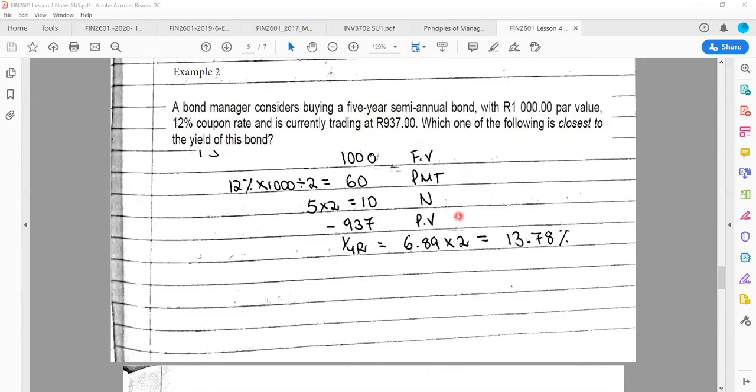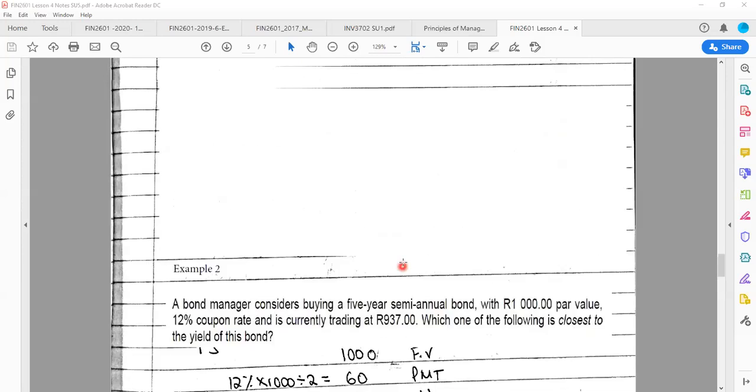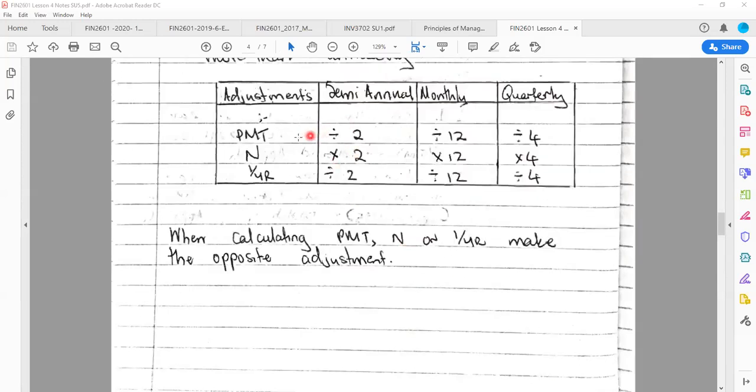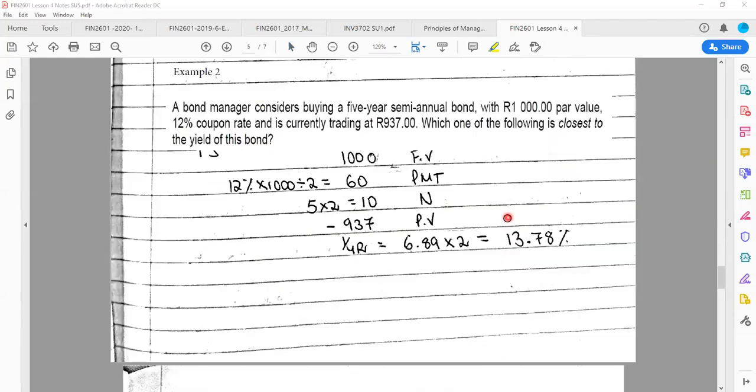6.89% is a semi-annual yield to maturity, but what we want in the exam is an annual yield to maturity. So if you get 6.89%, this is a semi-annual yield to maturity, and you need to multiply it. So just remember this table. If you're calculating any of these items, make an opposite adjustment. This is really important, I can't emphasize how important this is. Please, it's extremely important, but we'll do more questions and you'll see that.